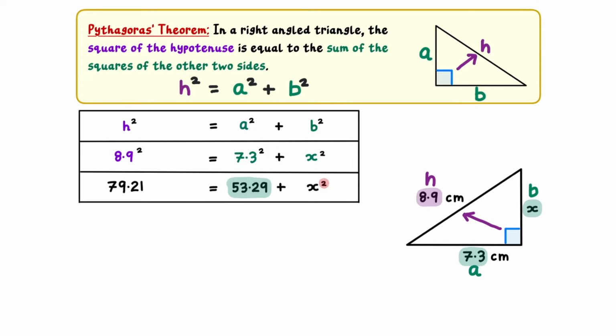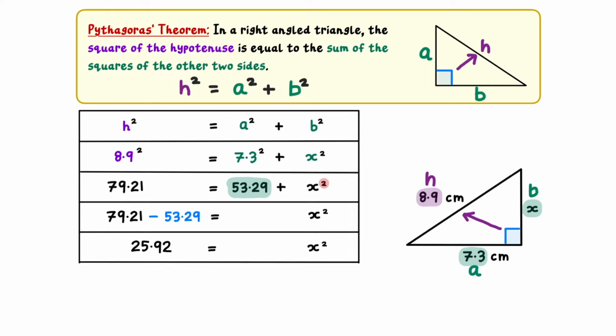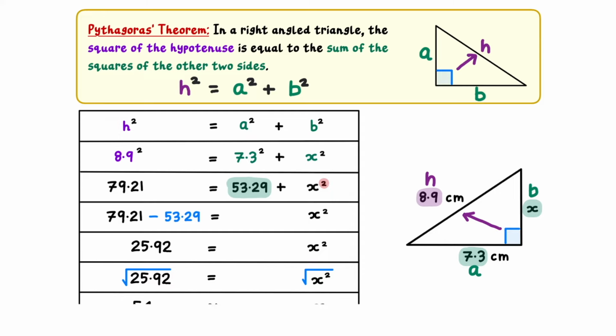To remove the plus 53.29, we must subtract 53.29 from both sides. Calculating the left-hand side tells us that 25.92 equals x squared. Now, to remove the squared operation, we must square root both sides. Rounded to one decimal place, this brings us to a final answer of x equals 5.1.